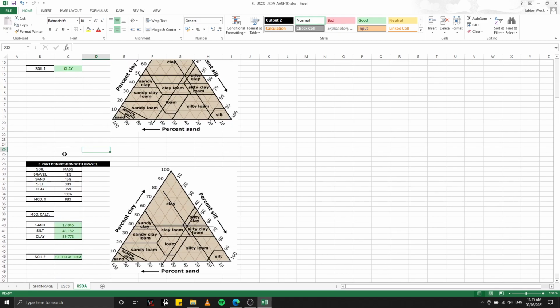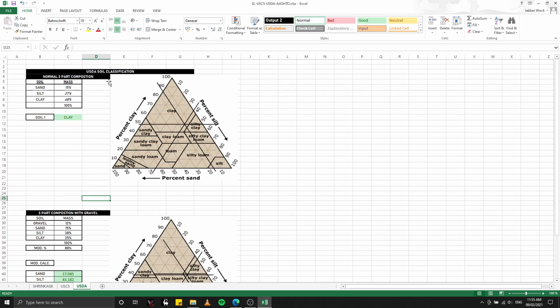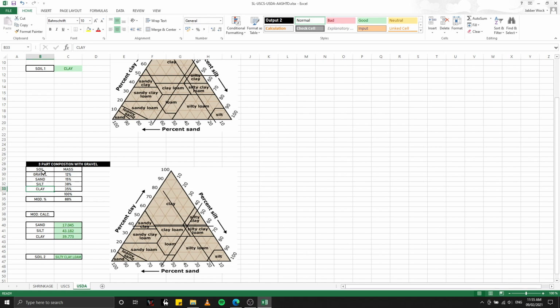What if ang soil composition natin is may kahalong gravel? Paano yan? So, sa pag-solve sa USDA soil classification, normally, ang ating na-prioritize lang is ang sand, ang silt, and clay. But, merong instances na may nahahalong gravel. So, what do we do? First off, ang gagawin natin is to sum up ang total mass percentage ng lahat ng parts. Dapat 100%. Okay? And after that, since ang kailangan lang natin i-compute is ang sand, silt, and clay, gagawa tayo ng modified percentage in which hindi kasali ang gravel.